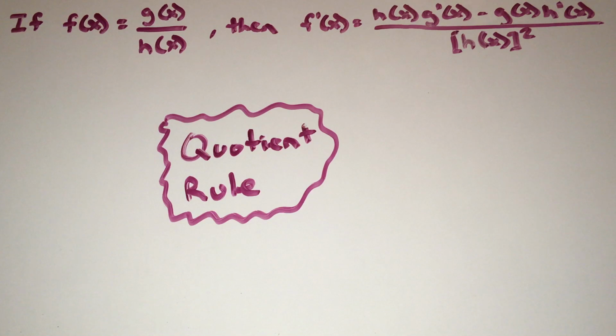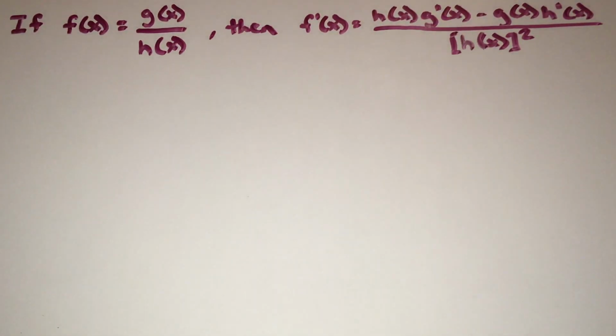Here we're going to be looking at the quotient rule. So if you have a function divided by another function, then the derivative is going to be the bottom function multiplied by the derivative of the top function minus the top function multiplied by the derivative of the bottom function, and that's all going to be divided by the bottom function squared. So let's go ahead and jump into a problem here.